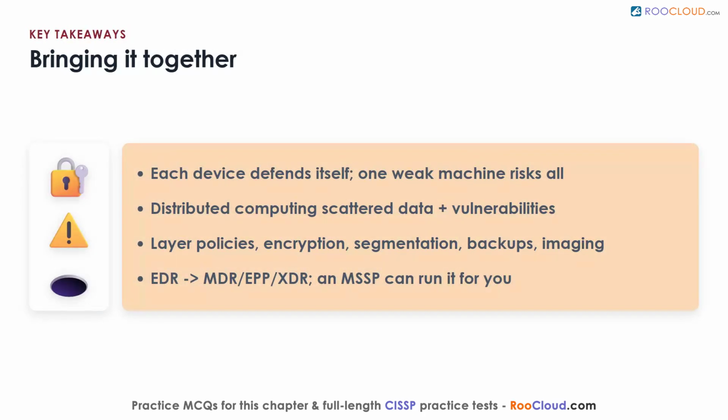So let's bring it together. Endpoint security holds each device responsible for itself because one weak machine endangers everyone. Distributed computing, scattered data and processing across countless clients and servers, opens vulnerabilities a central system never had. You counter them by layering policies, encryption, access controls, segmentation, backups, training, and consistent imaging. Detection has evolved from plain antivirus into endpoint detection and response, then into a wider family of managed, preventive, and extended solutions, which a managed provider can run for you. Secure the edges as carefully as the core.